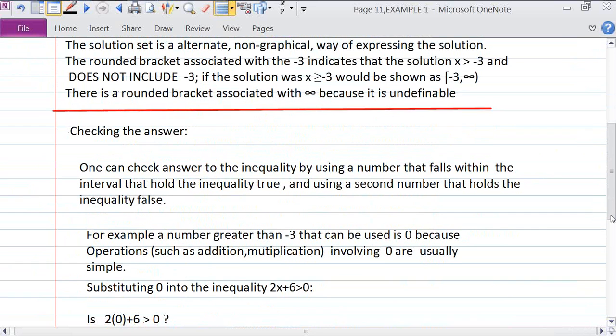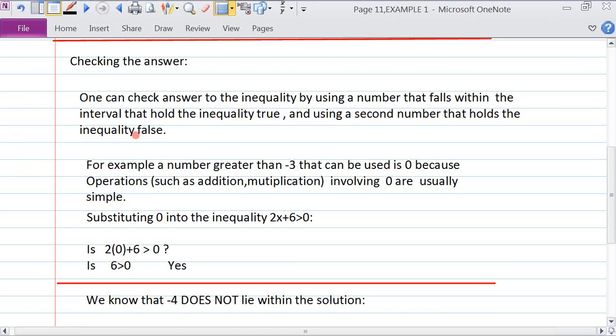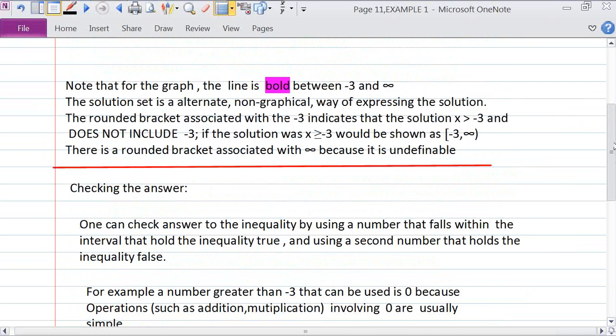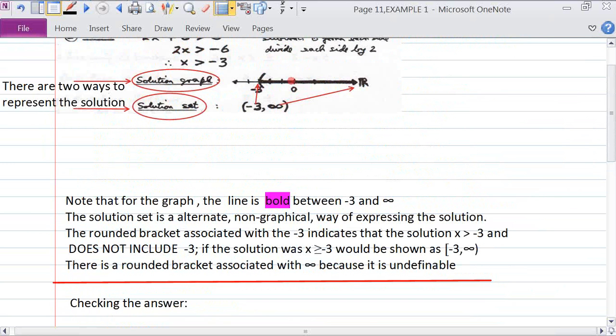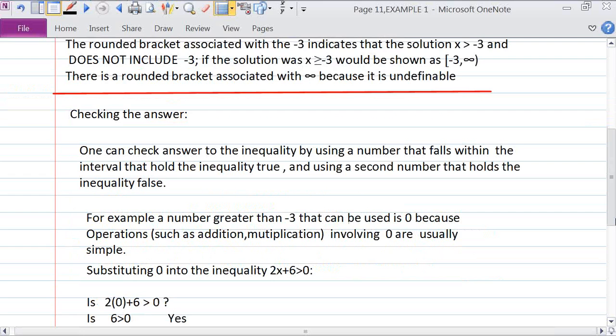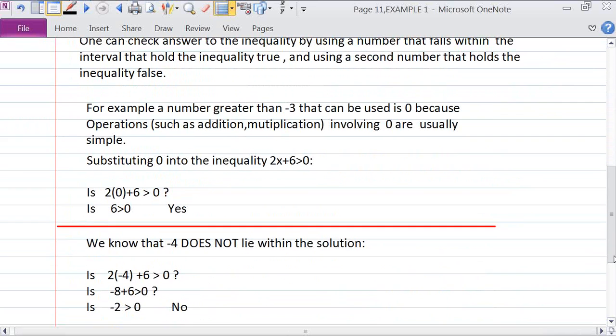Now we have ways of checking the answer. They're not foolproof, but they can help. One can check the answer to the inequality by using a number that falls within the interval that holds the inequality true, and a second number that holds the inequality false. For example, we could use a number greater than -3. We frequently use 0 because 0 is easy to operate with in terms of multiplication, addition, etc. If you look at the solution set here, you can see 0 lies within it. So we should just choose 0. We don't have to, but usually it makes it easier.